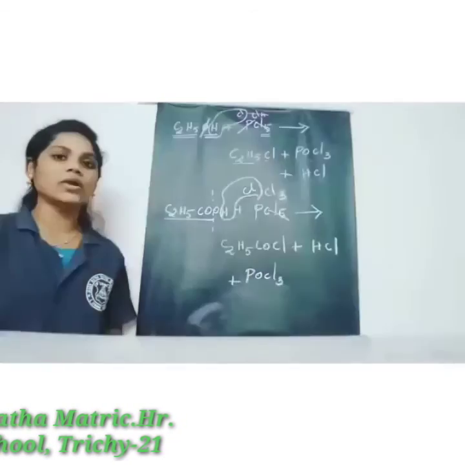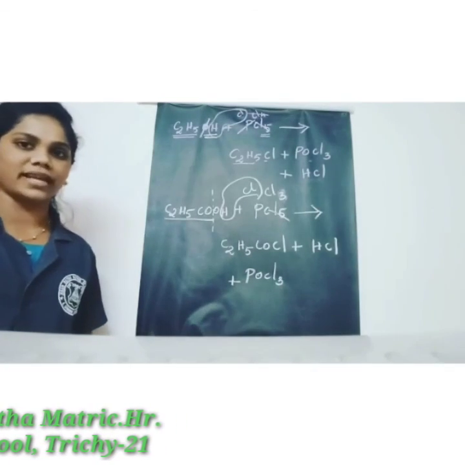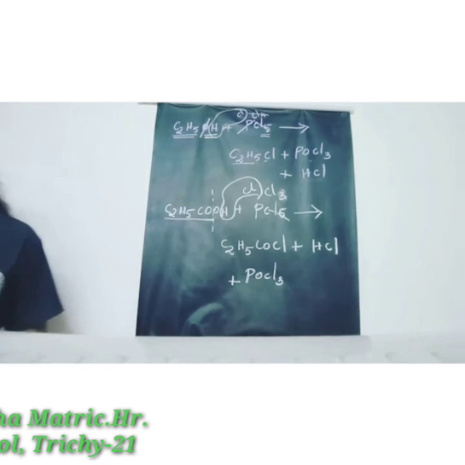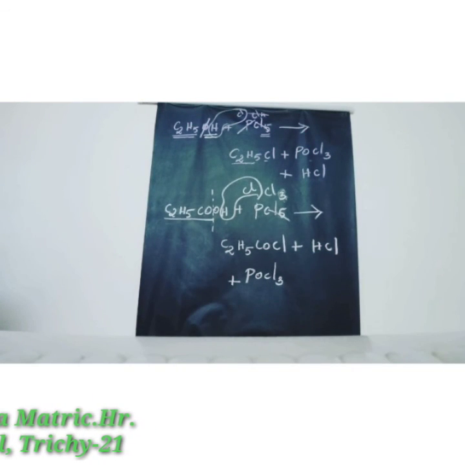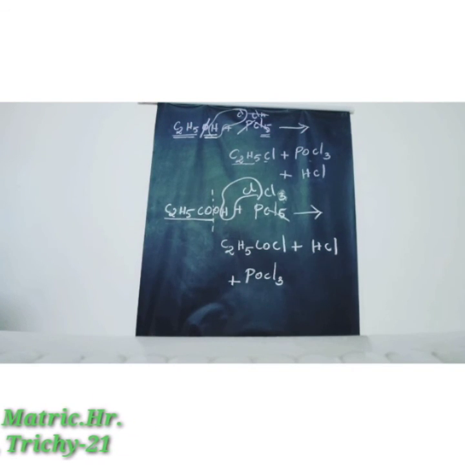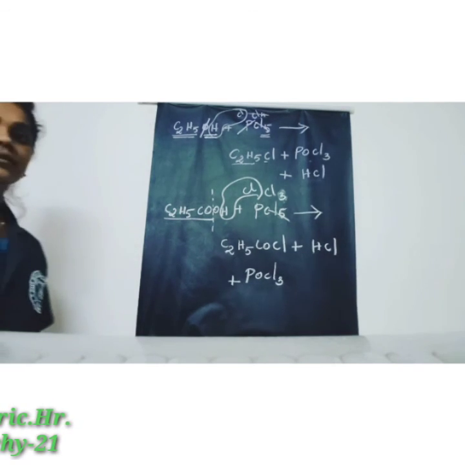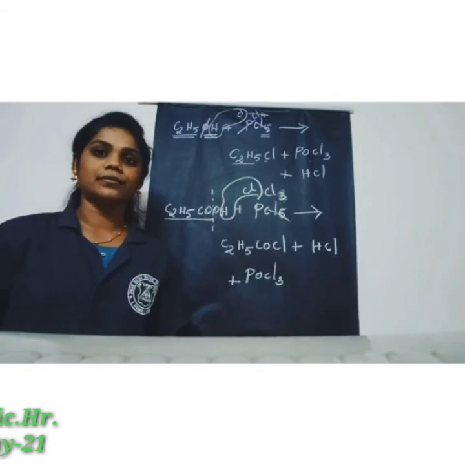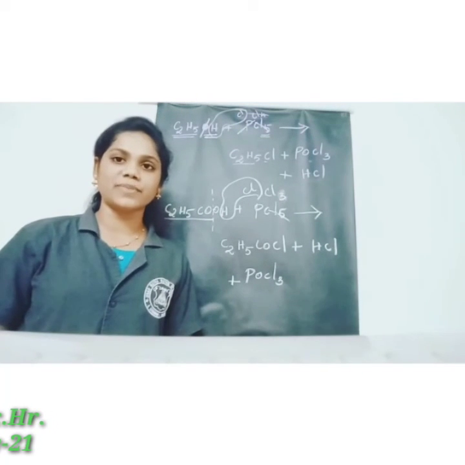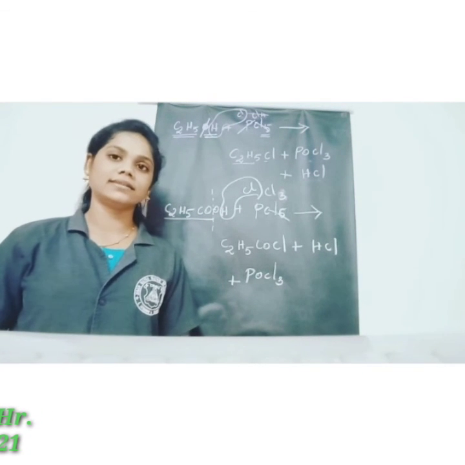And next one, uses of phosphorus pentachloride. Phosphorus pentachloride is a chlorinating agent and is useful for replacing hydroxyl groups by chlorine atoms. So that's all for preparation, properties and uses of phosphorus pentachloride. Thank you, students.